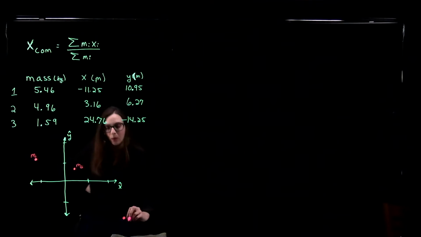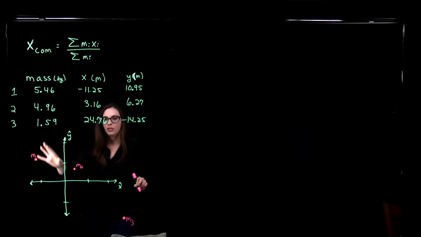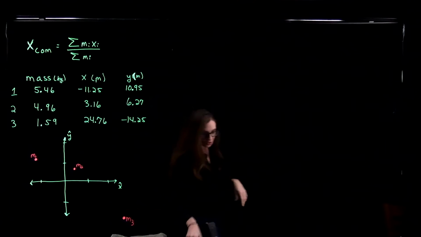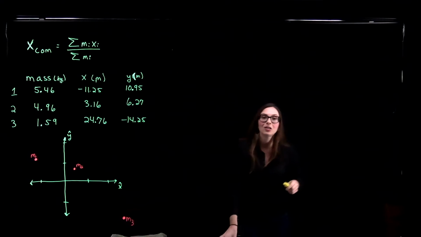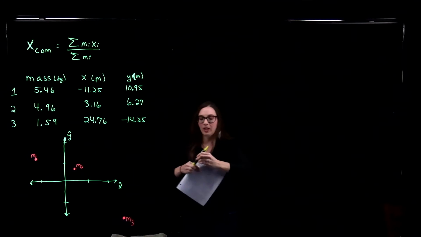Okay, this is where mass 3 is. So I need to find the center of mass of the system in both the x and the y directions. First, let's start by finding the center of mass of the system in the x direction. So I'll just directly take this equation right here.